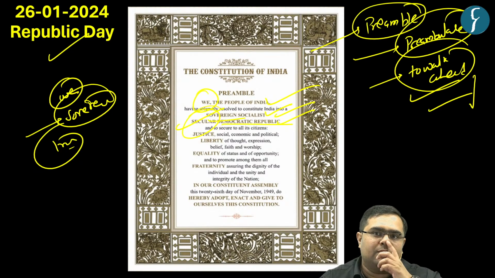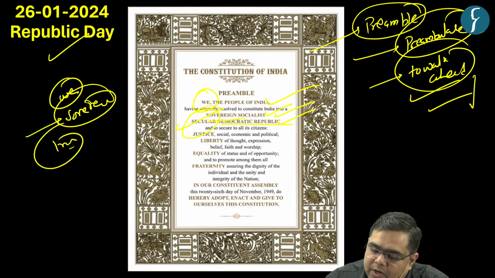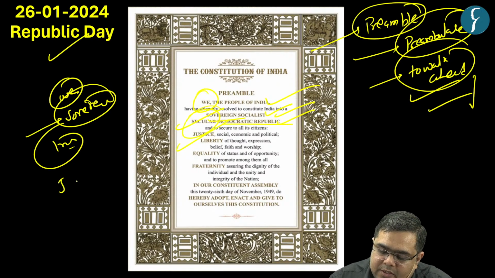That means the head of the state would be duly elected by the public, right? And it is not a hereditary post. And to ensure to all its citizens justice, as in justice in three forms: socio, economic and political.